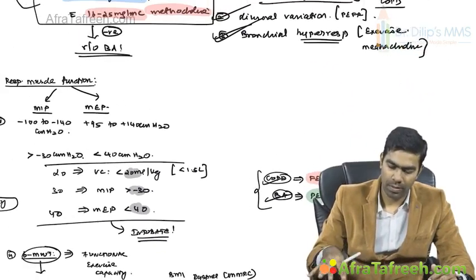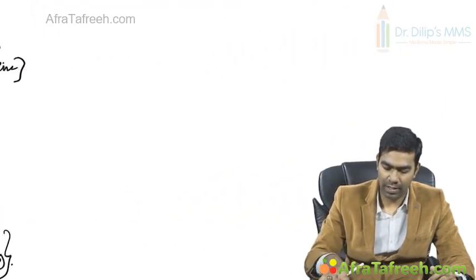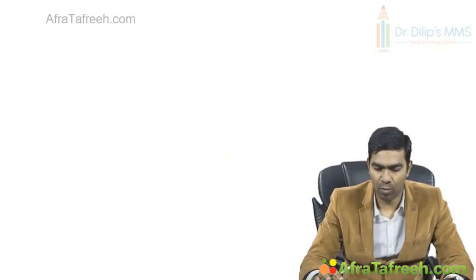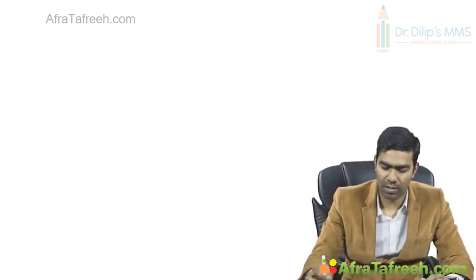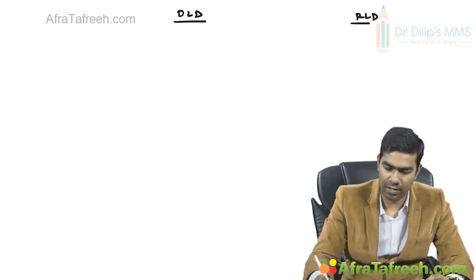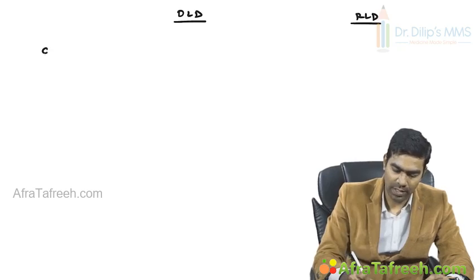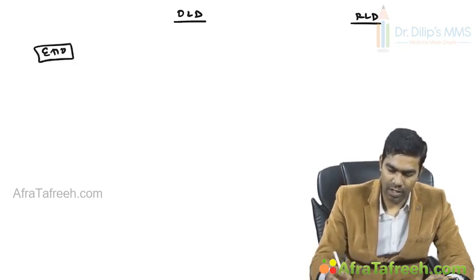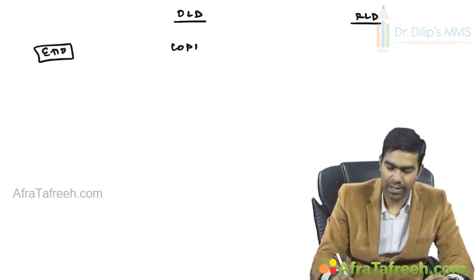Clear? So now let us see the final things. Only two more things are there which we are going to discuss. What are the differences between an obstructive lung disease and a restrictive lung disease? Clear? So let us see the etiology first. Etiology wise, you have COPD and the classic obstructive conditions like bronchial asthma.